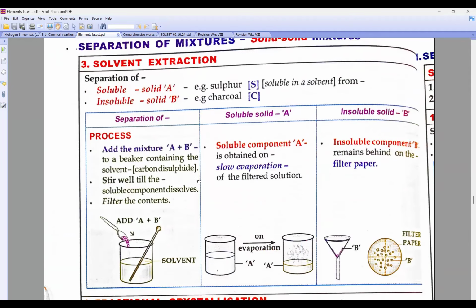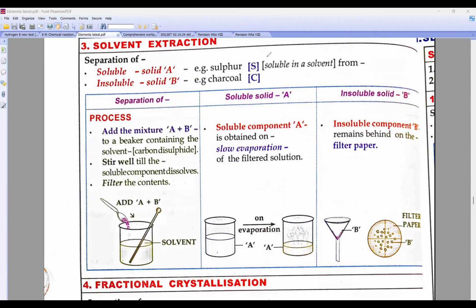Then in solvent extraction, what I told you is that sulfur is soluble in a particular suitable solvent. Which is our suitable solvent here? Carbon disulfide. In the exam they may ask, sulfur is soluble in which solvent? Carbon disulfide. But carbon is not soluble. So look, I have taken this carbon disulfide. In this I am adding both, sulfur and carbon. Sulfur will dissolve, but carbon will not dissolve.